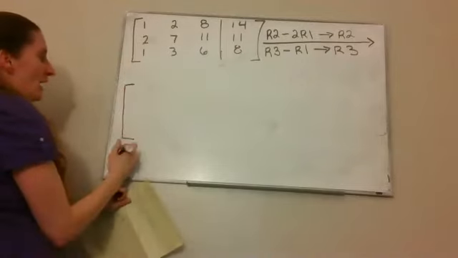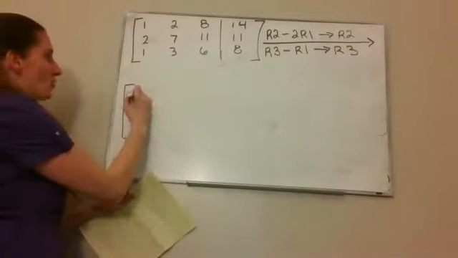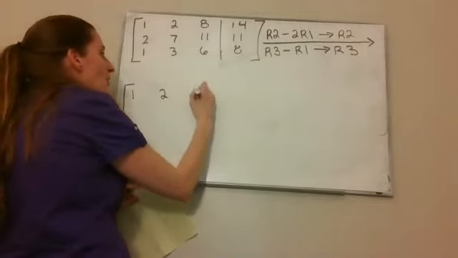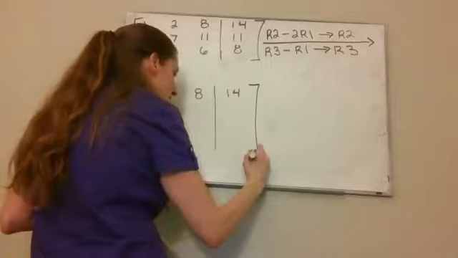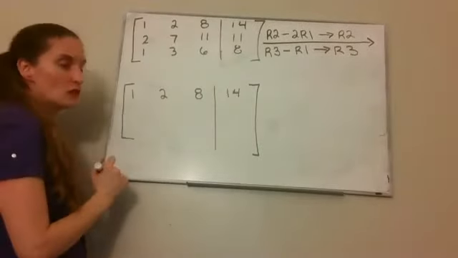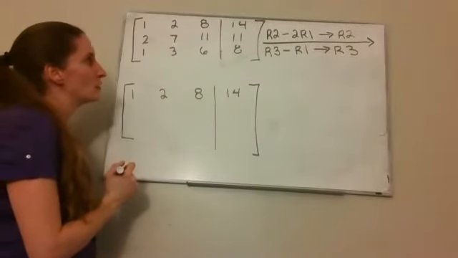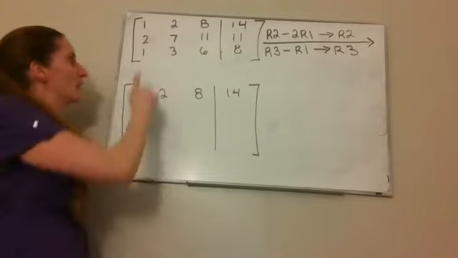So this time I have 2 of my rows changing. The only row that's not changing is row 1. So I'm going to go ahead and fill that row in. Now my row 2 is going to be row 2 minus 2 row 1.